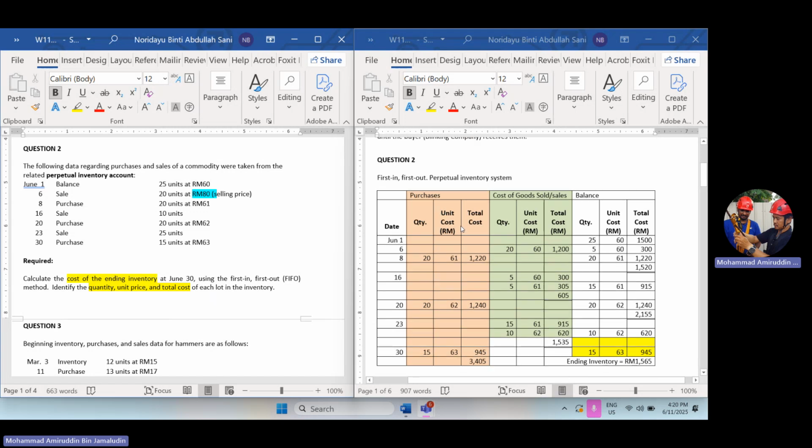Okay, let's go to the computations. Question two. Before that, when we talk about perpetual versus periodic inventory system, we have two systems, perpetual and periodic. Most companies prefer to apply the perpetual inventory system. The reason is it is updated, and you can get a quick check and balance on your cost of goods sold, your cost of purchases, and your updated stock level.